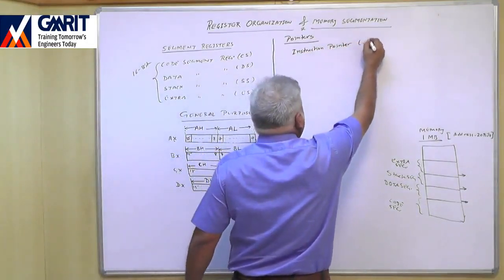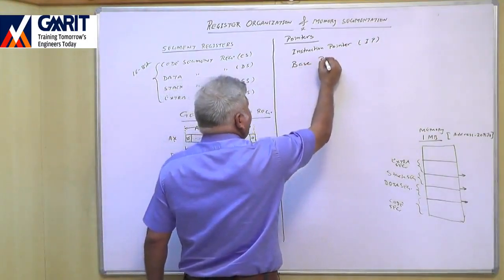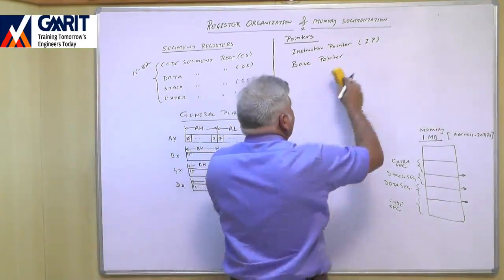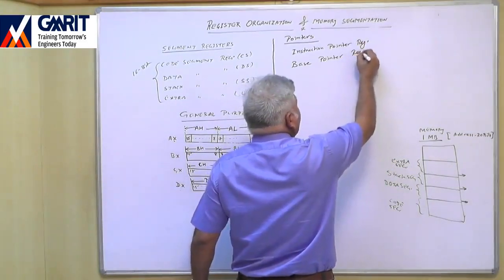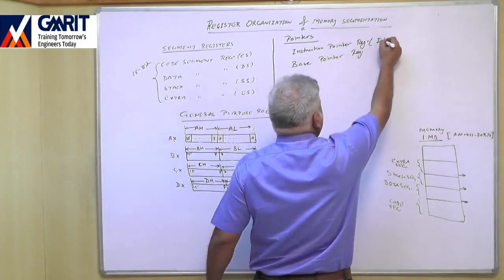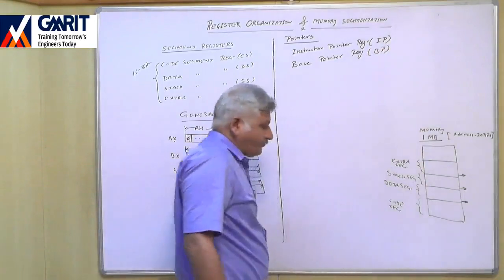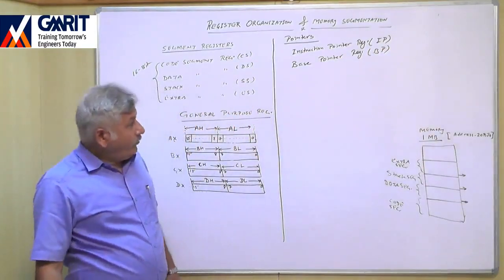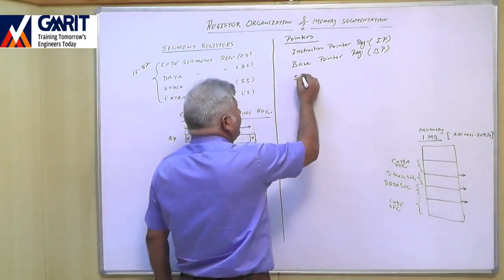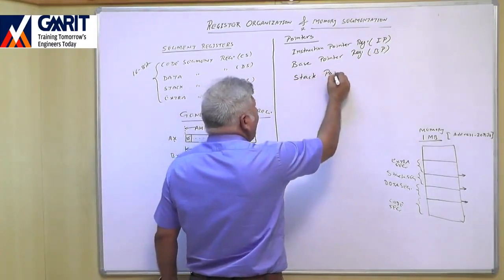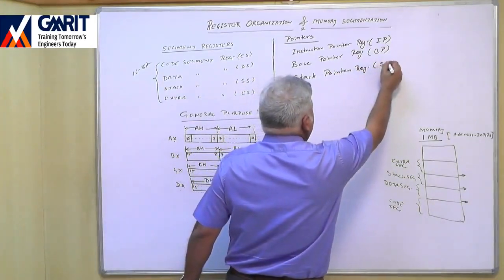Instruction pointer, IP. Another is base pointer. These are registers. Instruction pointer register is denoted by IP, and base pointer register is denoted by BP. And there is another pointer, stack pointer. Stack pointer register is denoted by SP.